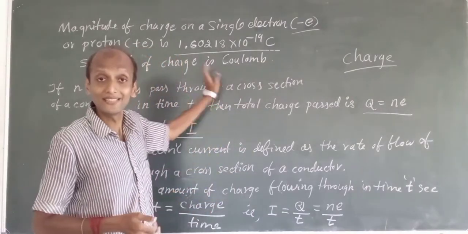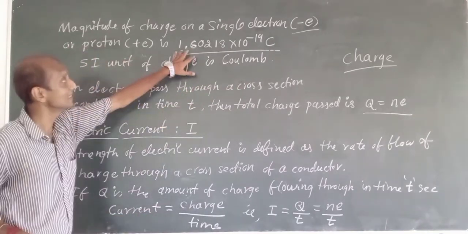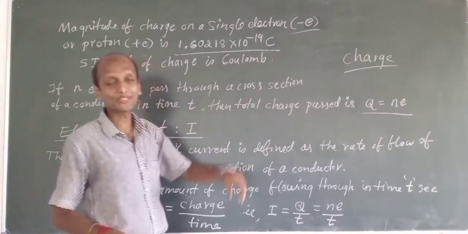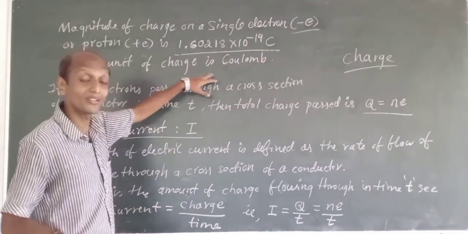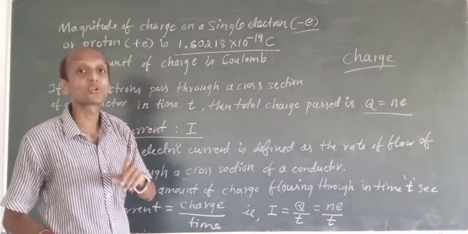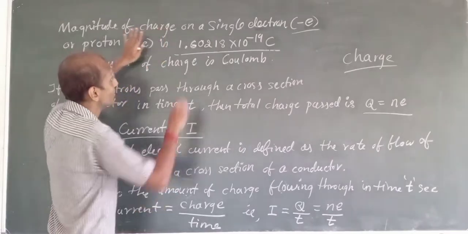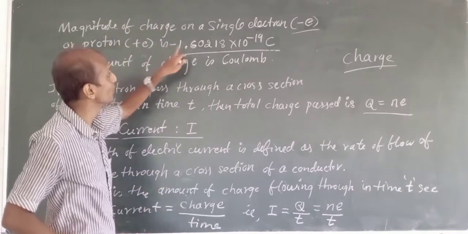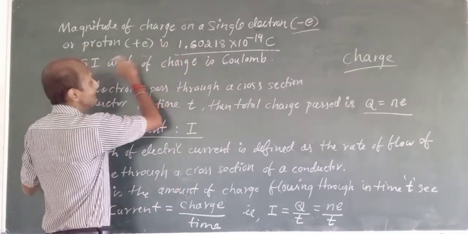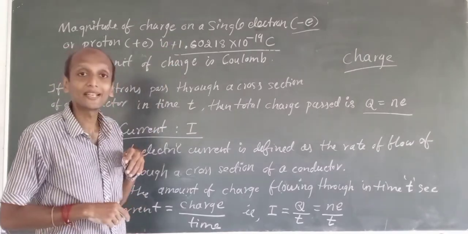Likewise, the magnitude of charge is said in what? Coulombs. Okay. So 1.60218 into 10 power minus 19 coulombs is the magnitude of the charge on one electron or one proton. So if I say for electron, it is minus 1.602 into 10 power minus 19 coulombs, and for proton it is plus 1.602 into 10 power minus 19 coulombs.